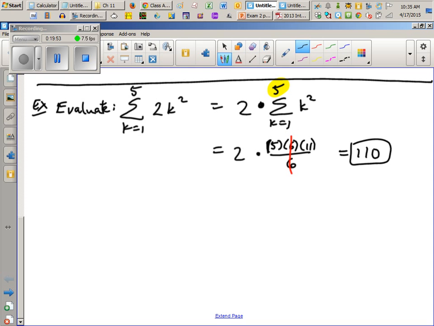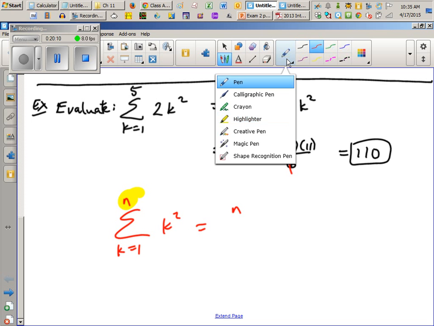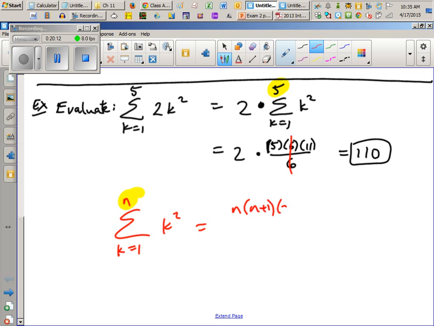Okay, and so this is the first takeaway formula, the k squared one. So I'll write it one more time since it's way up at the top. If you wish to add the first n perfect squares, you can use the top number to do the whole problem. Just do n times n plus 1 times 2n plus 1 all over 6.